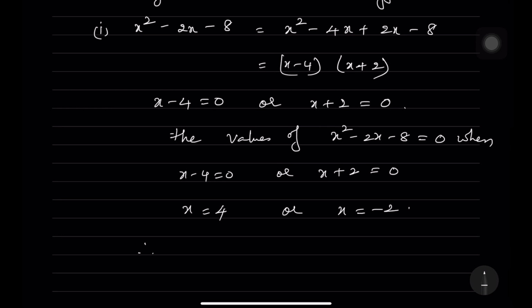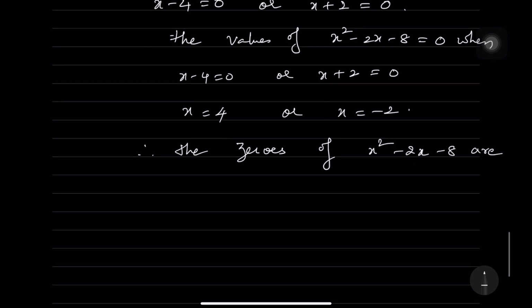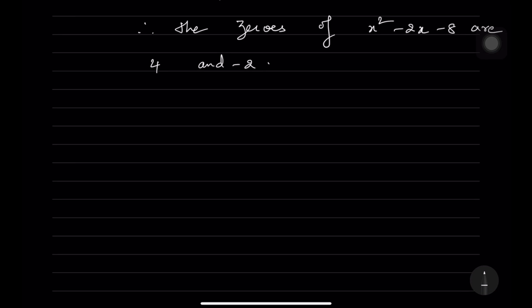When is x square minus 2x minus 8 equal to 0? When x minus 4 is equal to 0 or x plus 2 is 0, one of them is 0. So when you are equating them to 0, you are getting x is equal to 4 or x is equal to minus 2. So the zeros are 4 and minus 2. So what is the sum of the zeros? What is the product of the zeros?